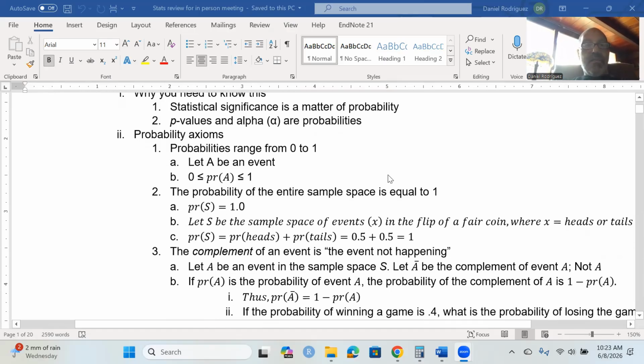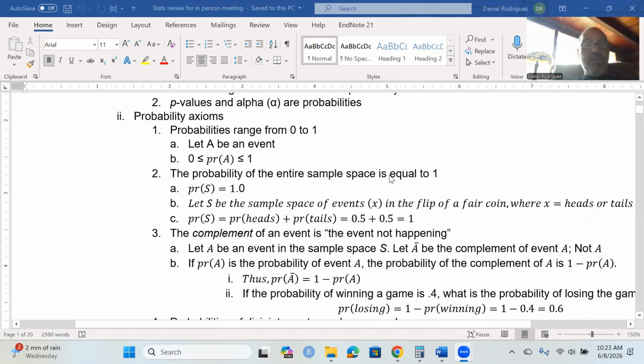There are several axioms you need to know when it comes to probabilities. Probabilities range from 0 to 1. So if we let A be an event, so we use A as a generic variable, the probability of A must be between 0 and 1. That's it. That's just to make sure you know that.